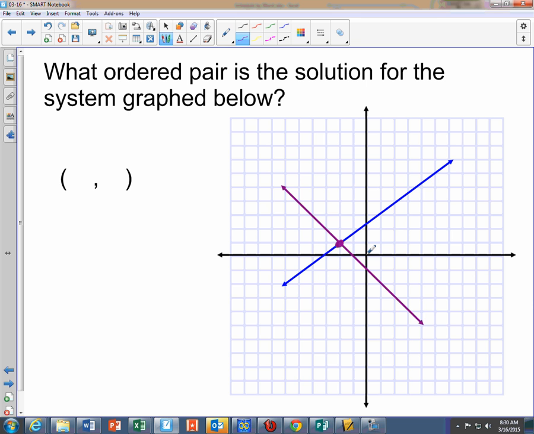I start in the middle. Which way am I going to go, left or right first? Left, which means it's going to be a negative. And how far do I go? 1, 2, so I put in negative 2. How far up? 1. If it was down, then what? It'd be negative. 2 questions like that on the test.